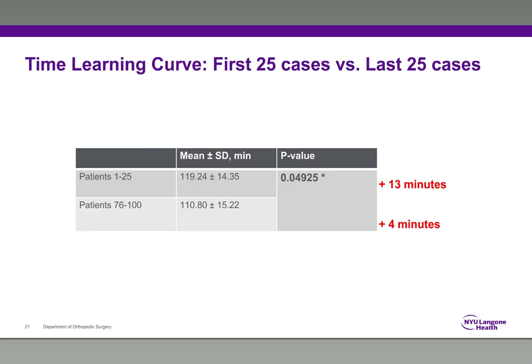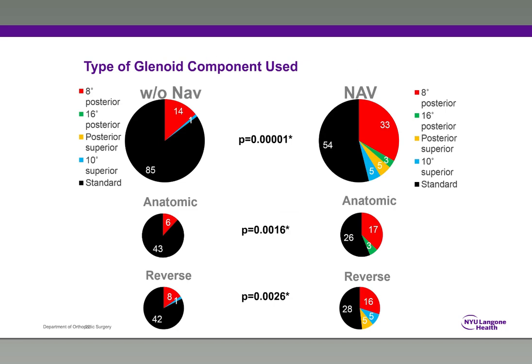When you look at it more closely, of those 100 cases with navigation, for the first 25 cases the increased operative time was 13 minutes, but for the last 25 cases, the increased OR time was only 4 minutes. So clearly there's a learning curve, and I would say that learning curve is optimized somewhere between the 25th and the 75th case with this.